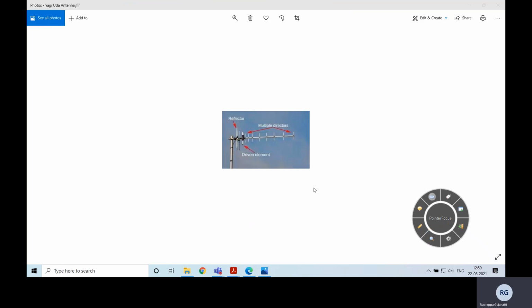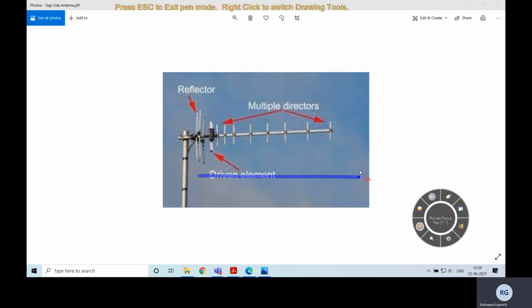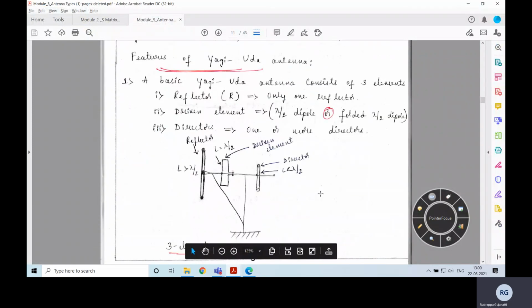When we observe these kinds of structures, this is actually a Yagi Uda antenna in which we have a reflector and multiple directors. Here we can see these elements which are the directors. From here to here we have multiple directors. And here we have another structure which is the reflector. And this part we are observing is the driven element, or the lambda by 2 dipole, or the folded dipole. So these are the elements we can observe in a Yagi Uda antenna.